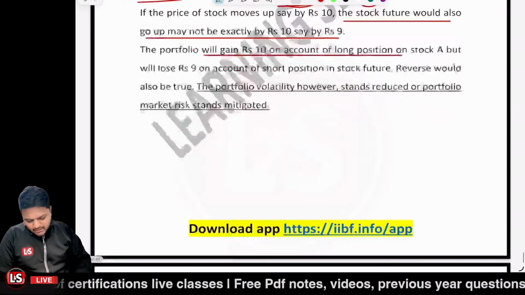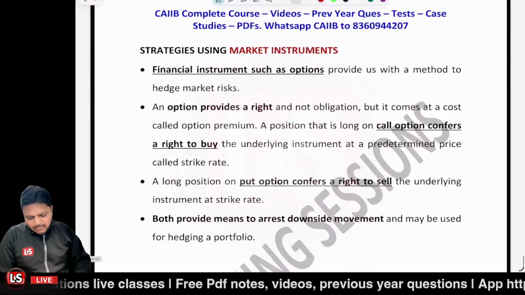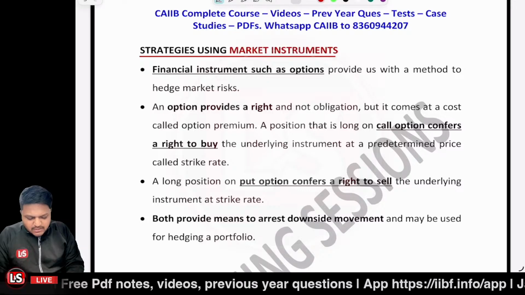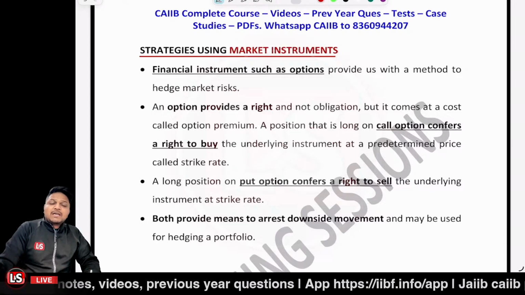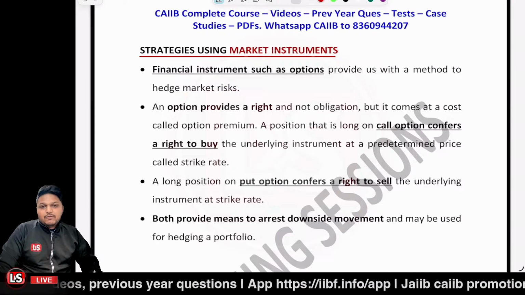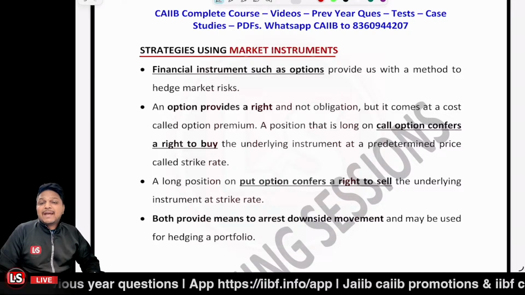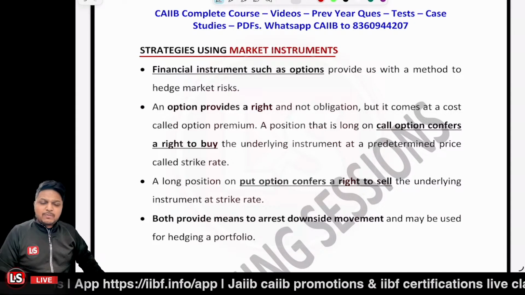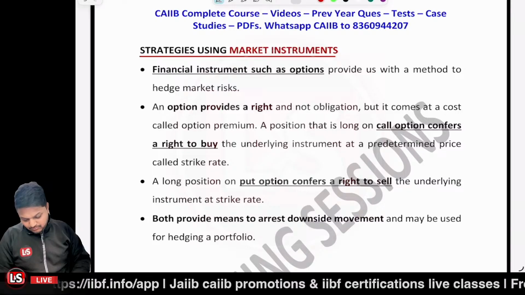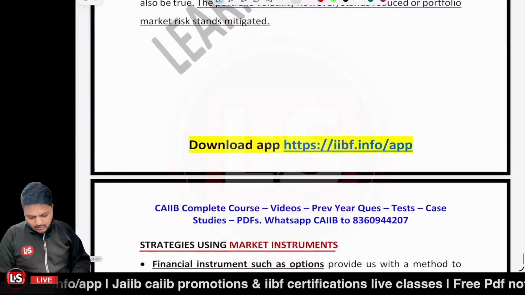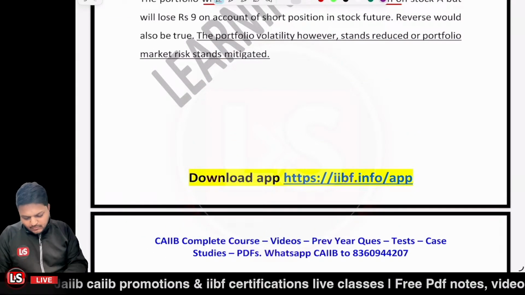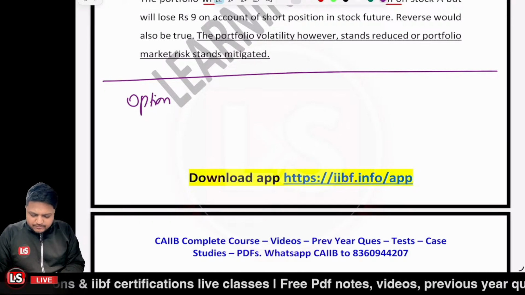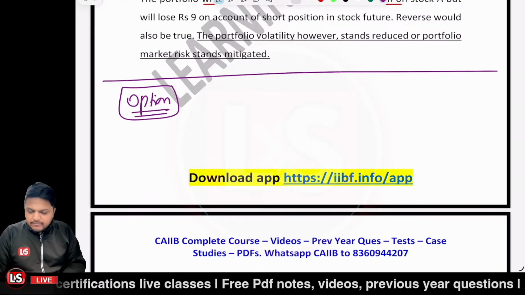Now let's have a look at the strategies for using the market instruments. We can be using different types of market instruments there. Financial instruments are available like options, which provide us with methods to hedge the market risk. Now, do you understand the options, or should I be telling you? Let's discuss the options. Option is also a derivative, right?